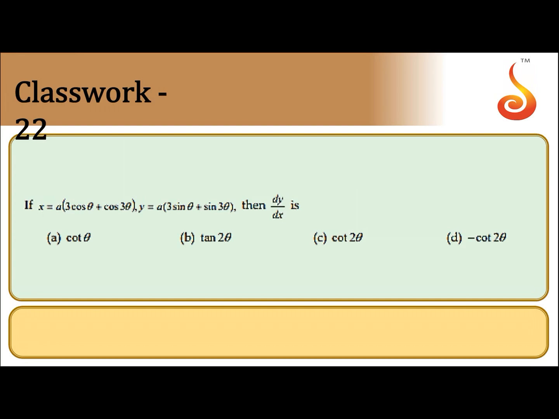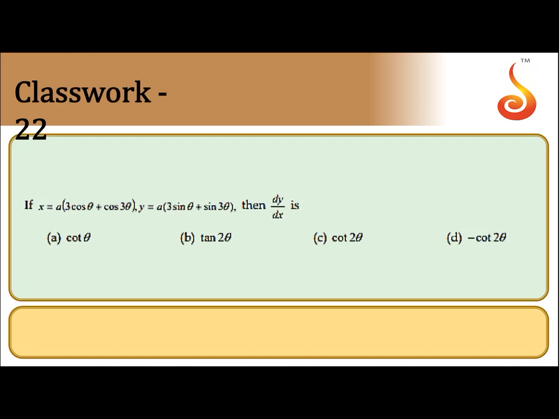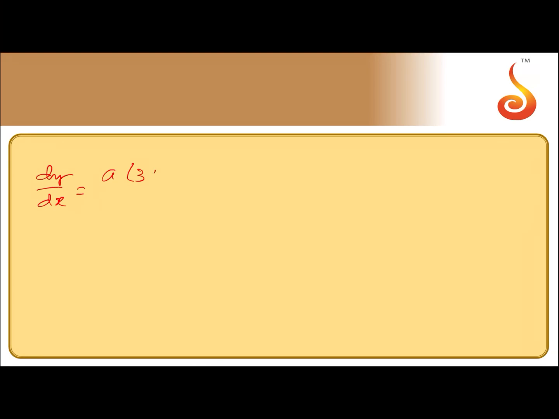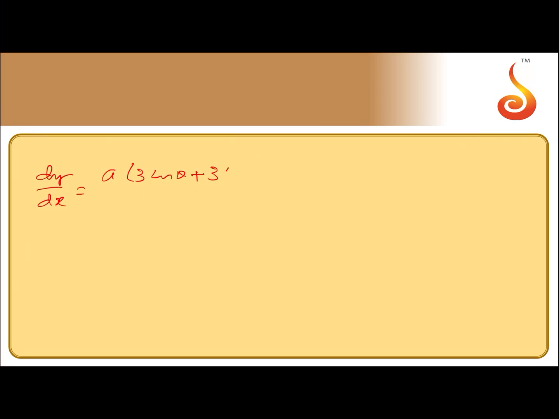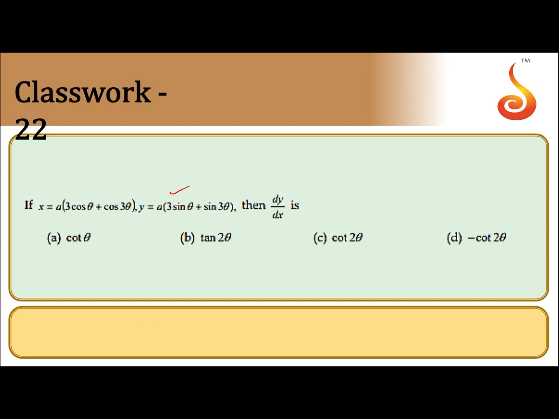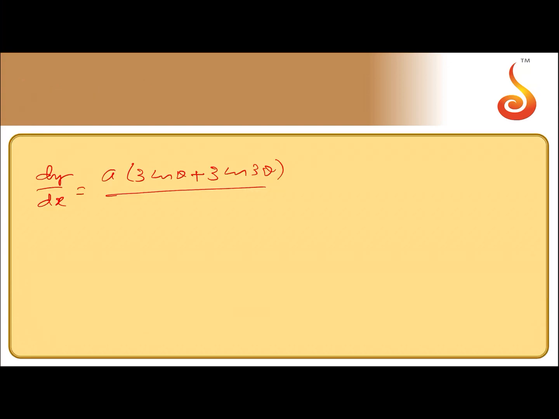Coming here, x is equals to a times 3 cos theta plus cos 3 theta, and y is equals to a times 3 sin theta minus sin 3 theta. dy by dx is equals to parametric differentiation. So dy by dx is equals to dy by d theta, first one. So a multiply by 3 cos theta minus 3 cos 3 theta, divided by a multiply by minus 3 sin theta minus 3 sin 3 theta.